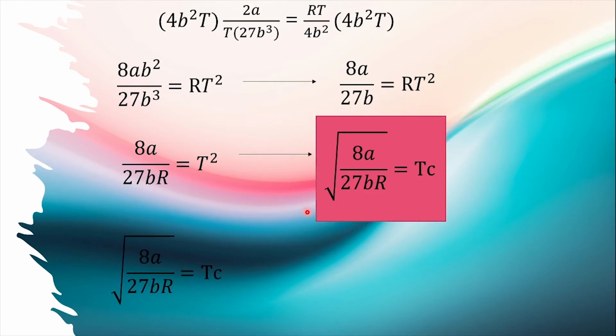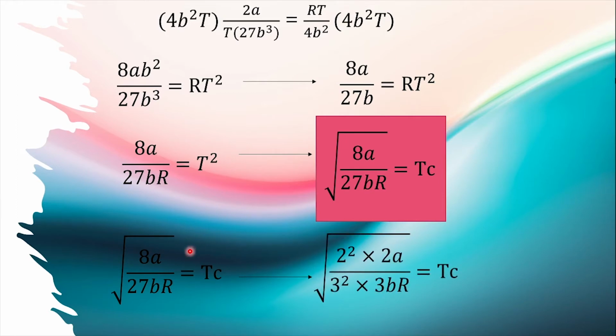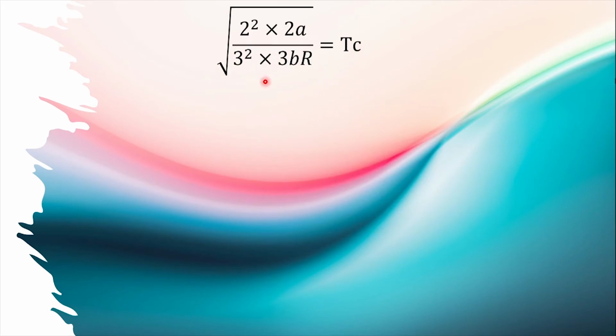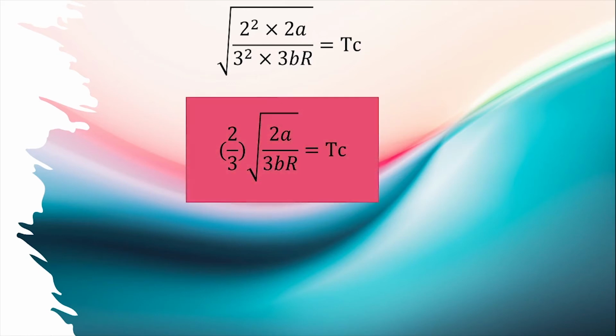Now, by simplifying this, you must first use a prime factorization of 8 because 2 squared is 4 times 2 is equal to 8. 3 squared is 9 times 3 is equal to 27. Then, we would be able to remove these to become a coefficient, removing them from under the radical, hence giving us the critical constant of temperature.